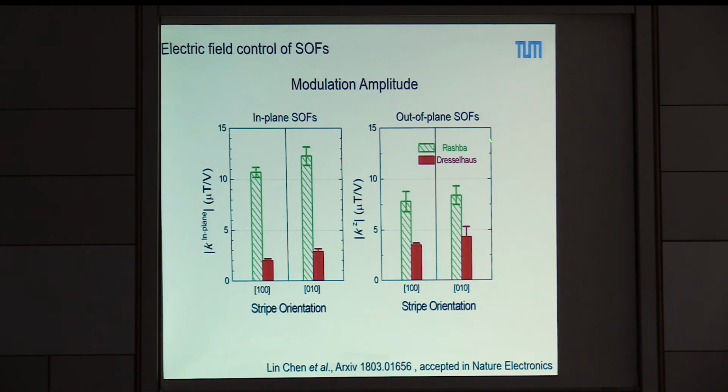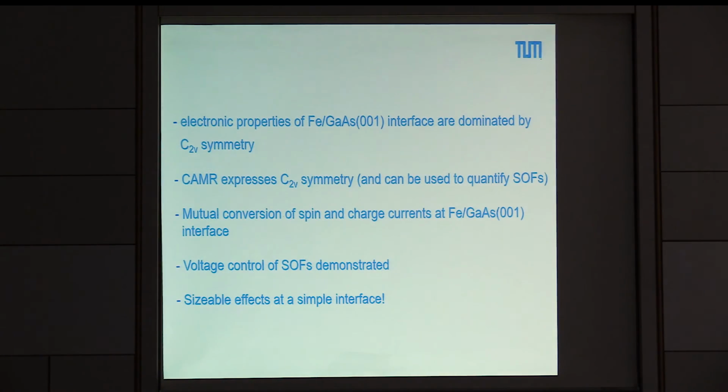So this is, again, the modulation amplitude shown here for the in-plane and out-of-plane spin-orbit fields, and it's derived in Rashba-Dresselhaus contributions for different stripe orientations. And as I said, it has been accepted today in a journal that I haven't heard of until the beginning of this year. All right, and with this I come to the end. So we see that the electronic properties of this very simple interface are dominated by the C2V symmetry of the gallium arsenide terminated crystal. And we can actually use this crystalline anisotropic magnetoresistance to quantify the spin-orbit fields.